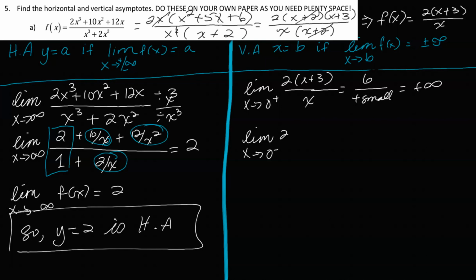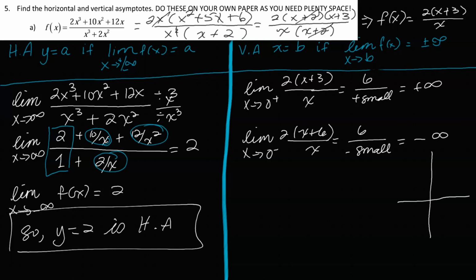And then when x is approaching 0 from the left, the numerator is still going to be close to 6. However, the denominator is negative small. So your function is approaching negative infinity. So in this case, approaching from the right, our function goes way up, and approaching from the left, our function goes way down. So then x equals 0 is our vertical asymptote.